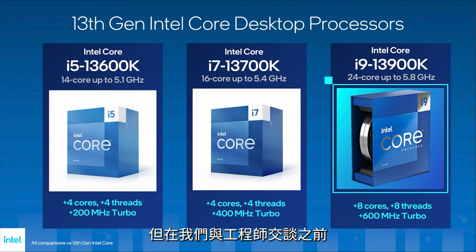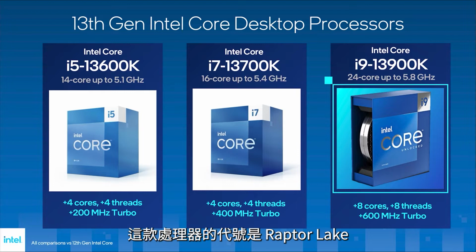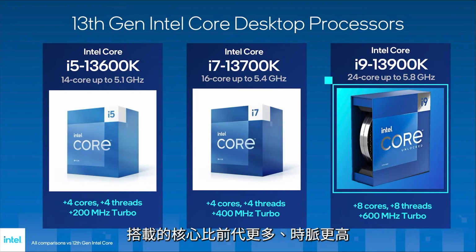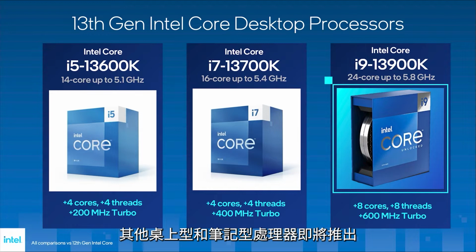But before we talk to the engineers, here's what you need to know about these new processors. The code name is Raptor Lake, and the processor brings more cores and higher clocks than the previous generation. The first ones to hit the market will be the 3 unlocked K-series desktop CPUs, which are led by the Core i9-13900K with a frequency up to 5.8 GHz. And there's more to come, with additional desktop and mobile models.